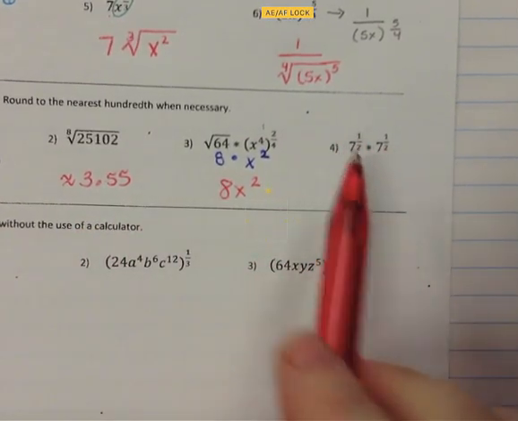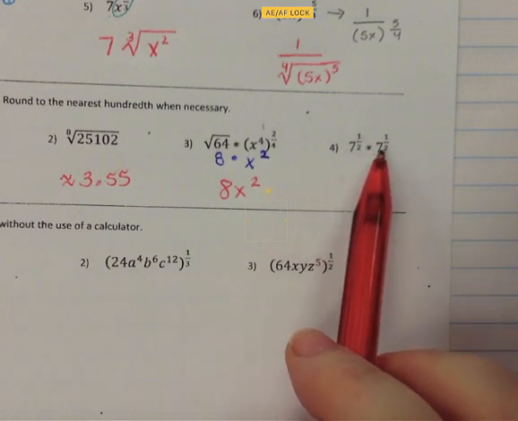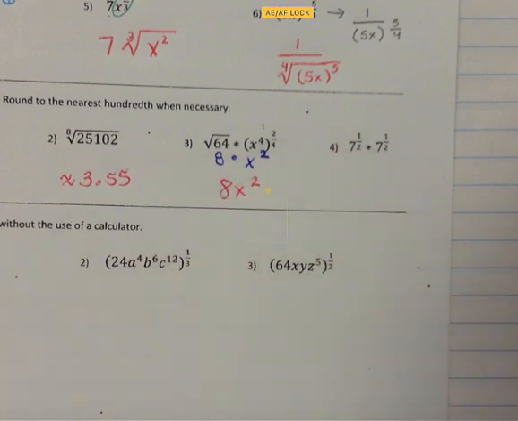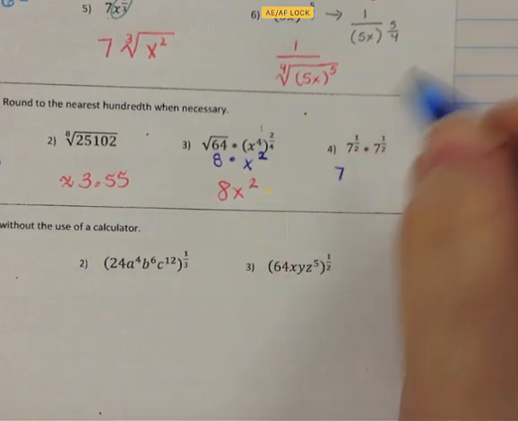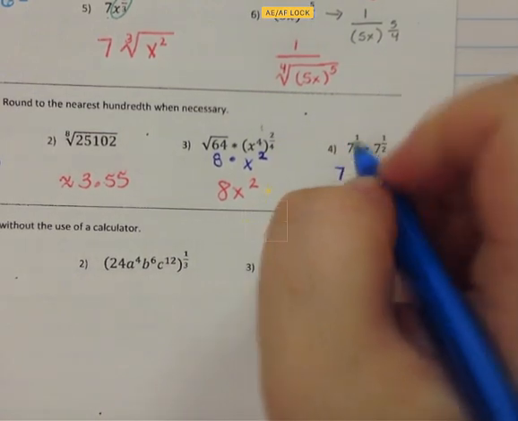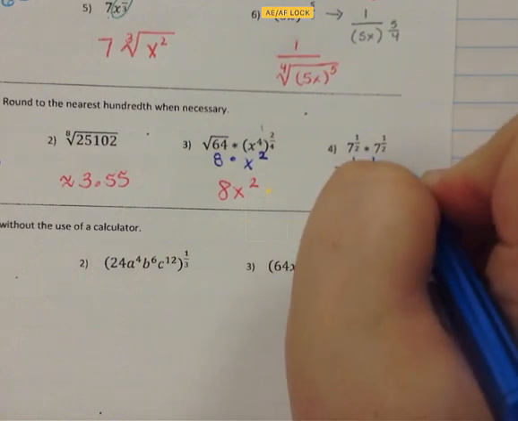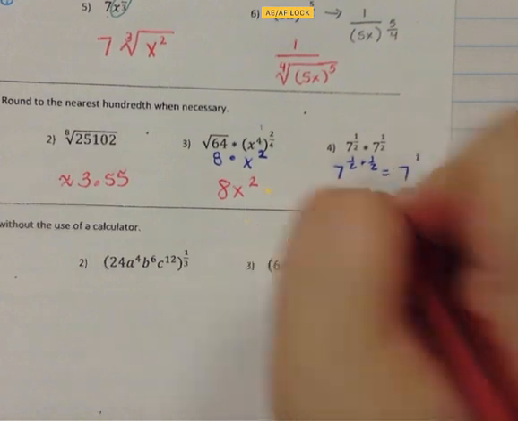Example 4, again, also goes back to exponent rules. 7 to the 1/2 times 7 to the 1/2. If you go back to exponent rules, we have the same base. That means that we can actually keep our base, and then we can add the exponents. This is 1/2 plus 1/2, which is really 1, so it's 7 raised to the first power. So that's just equal to 7.